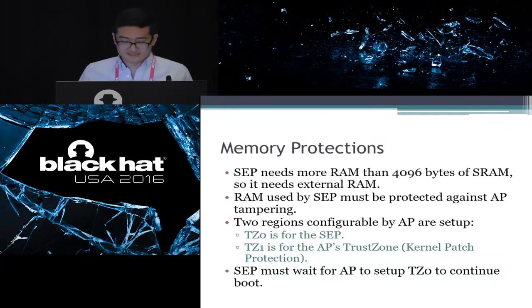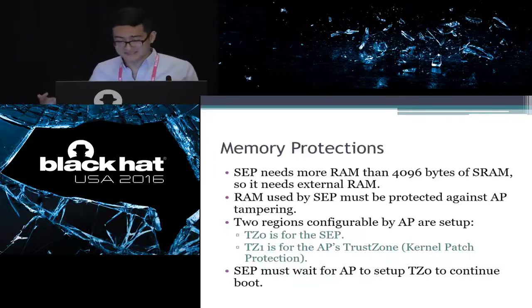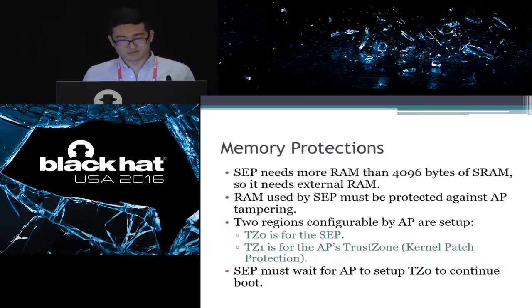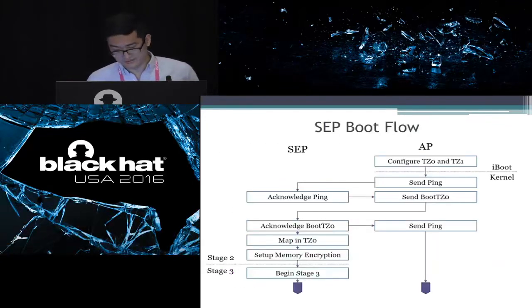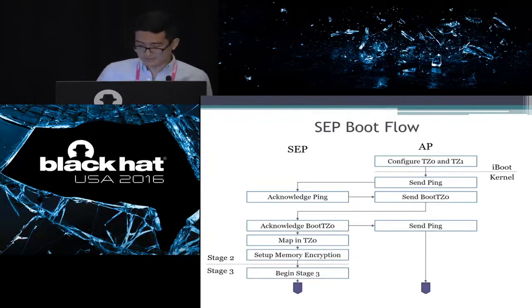SEP can access TZ0, but the AP running in normal mode cannot access TZ0, nor can it when running in hypervisor mode. And for TZ1, the SEP can't access TZ1, and only the AP in hypervisor mode can access TZ1. So the SEP must wait for the AP to donate a portion of its memory to it before it can actually continue the boot. So this is a diagram of how that boot flows. It's a sort of complicated dance between the AP and SEP because they're both responsible for parts of this configuration.